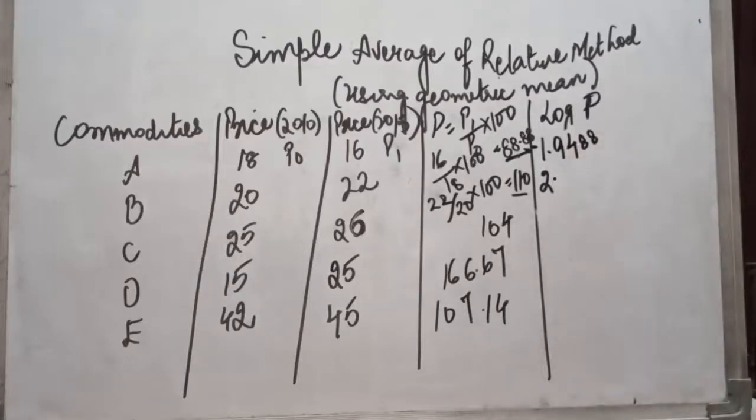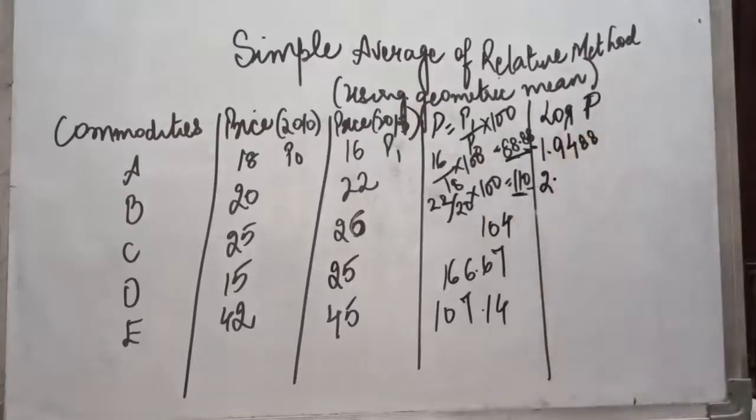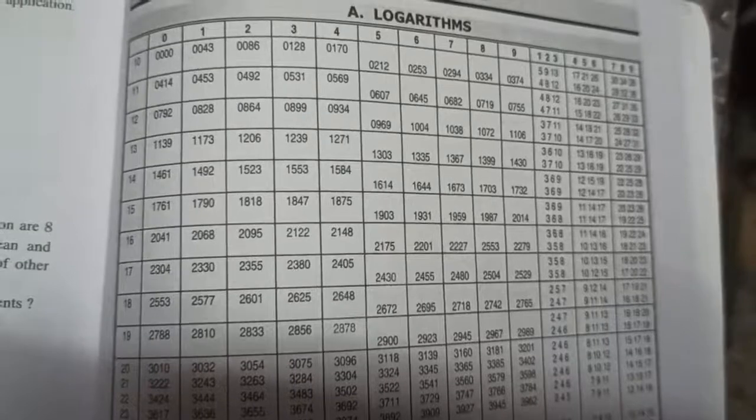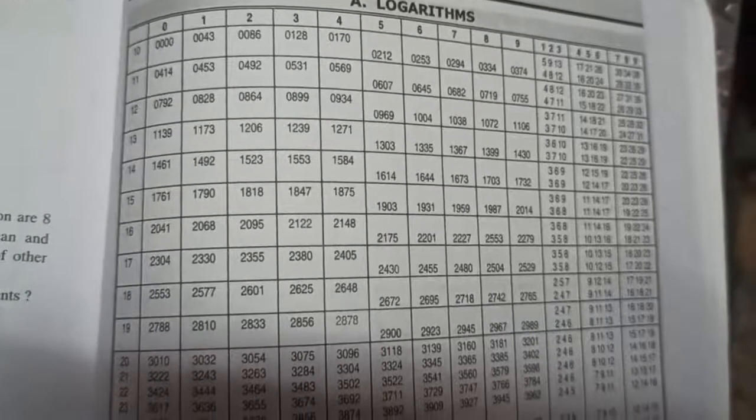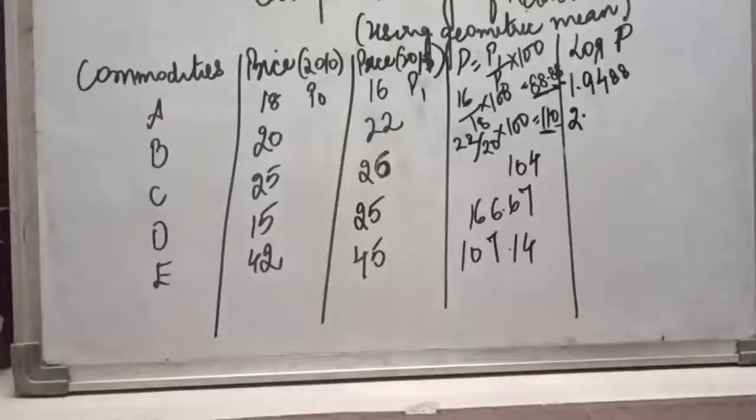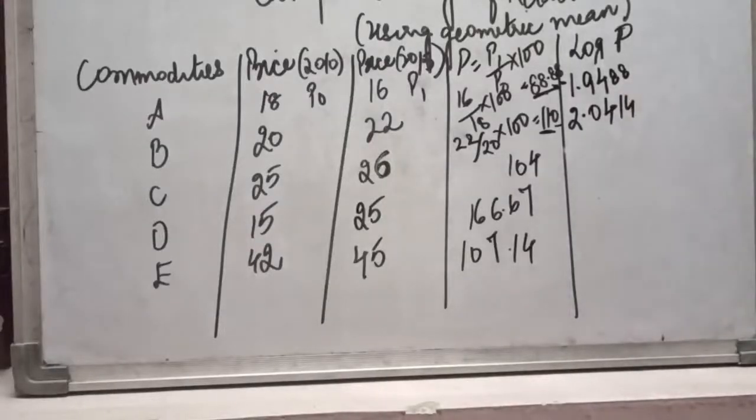Now I have to see the value from the table. Because the table shows 2 digits value, I will be looking at 11 under 0. Let us see from the table. So see 11 under 0. 11 under 0 value is 0414. So I'll be writing 0414. Like this we will be filling the values.